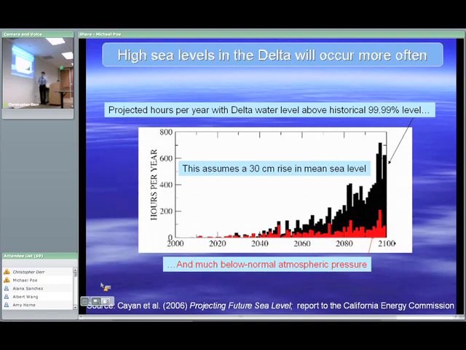And so what we're showing is the projected hours per year where the water level in the delta is above the historical 99.99 percentile, one part in 10,000. That's a sea level that occurs about 1 hour a year. Okay, so in the future, you can see that these excursions occur more and more often. By 2100, again, this is with a modest sea level rise, these excursions occur 500 or 600 hours a year, 500 or 600 times more often than they occur now.